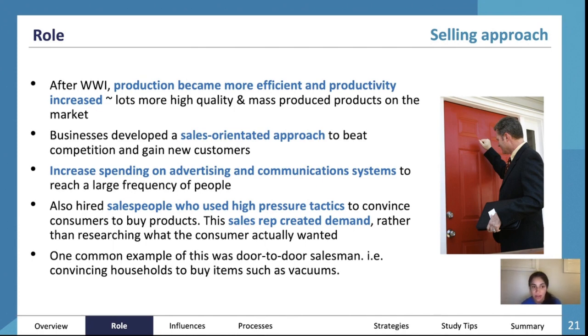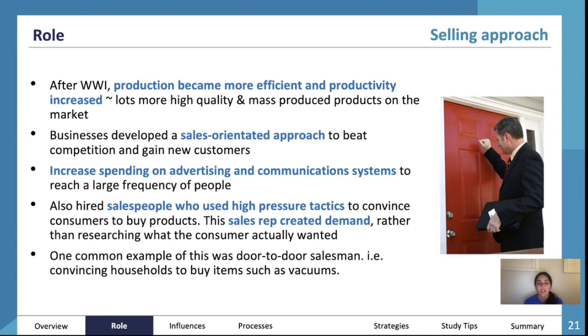And that's where the selling approach comes in. So what the selling approach involved was increasing spending on advertising and communication systems so that they could reach a larger group of people. And they also hired salespeople who used high pressure tactics to convince customers to buy their products. So the sales reps actually created demand rather than researching what the consumer actually wanted. And this is the biggest difference between the selling approach and the marketing approach.